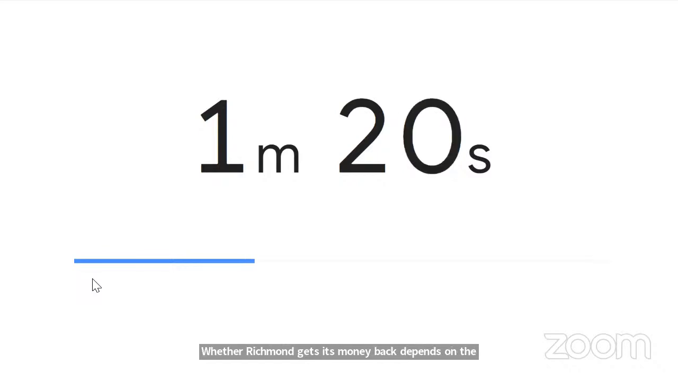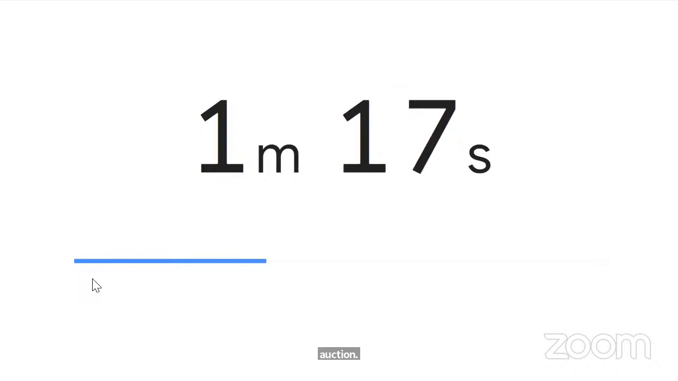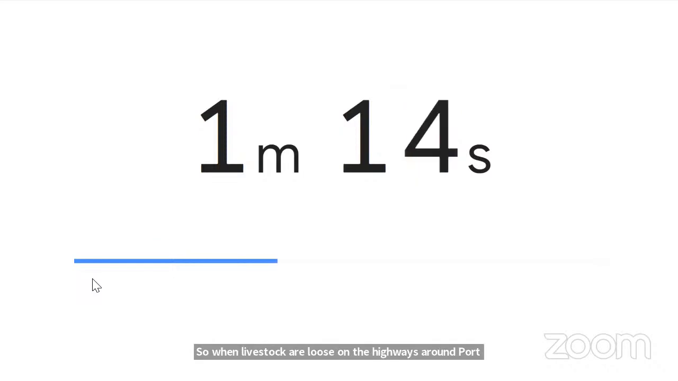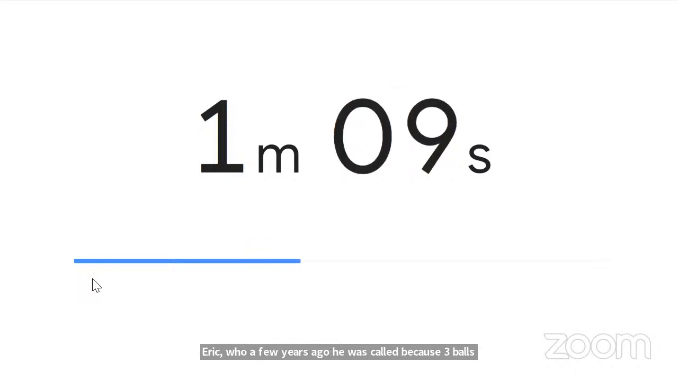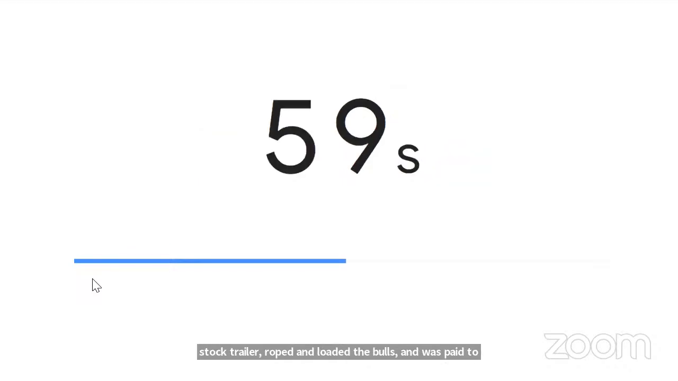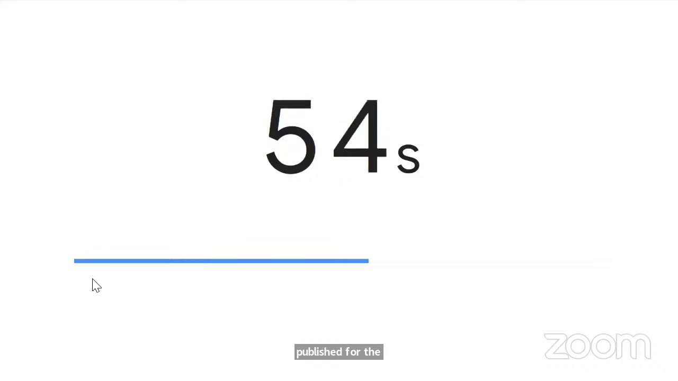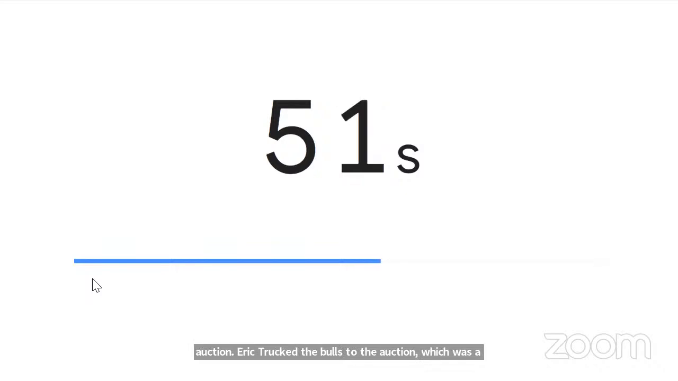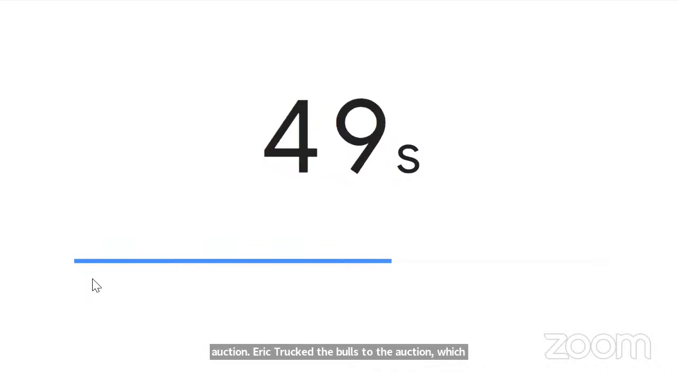So when livestock are loose on the highways around Port Angeles, Washington, the State Patrol calls my brother Eric. A few years ago, he was called because 3 bulls were objecting to the use of Highway 112 by automobiles. He grabbed his lariat and hooked up his stock trailer, roped and loaded the bulls, and was paid to feed and house the bulls while legal notices were published for the auction. Eric trucked the bulls to the auction, which was attended by a state brands inspector, a secretary, state patrol officers, and an auctioneer. Eric was the only bidder. He bought 3 bulls for $1.